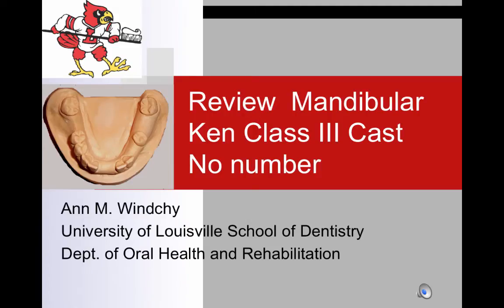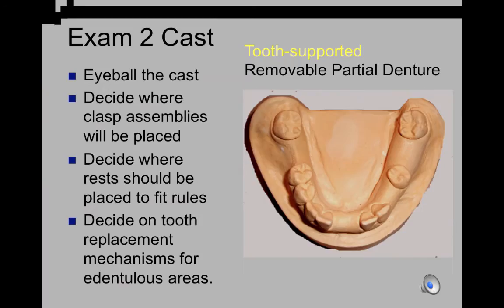Today we're going to review the Kennedy Class 3 cast that you did as an exam last week. The first thing that you want to do is eyeball the cast. Take a good look at it. Think about the Kennedy Class 3 rules. Place your fulcrums where they belong and decide where you think the clasp assemblies will be placed. Decide where all the rest would fall if you place those clasp assemblies and that they fit the rules. Then decide on the type of tooth replacement mechanism for the various edentulous areas. That's a starting point.